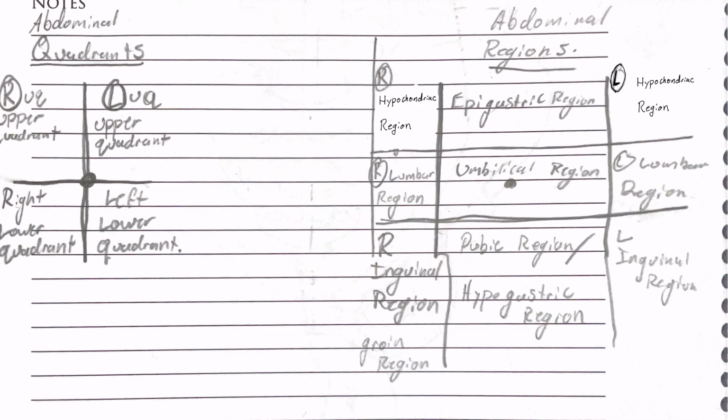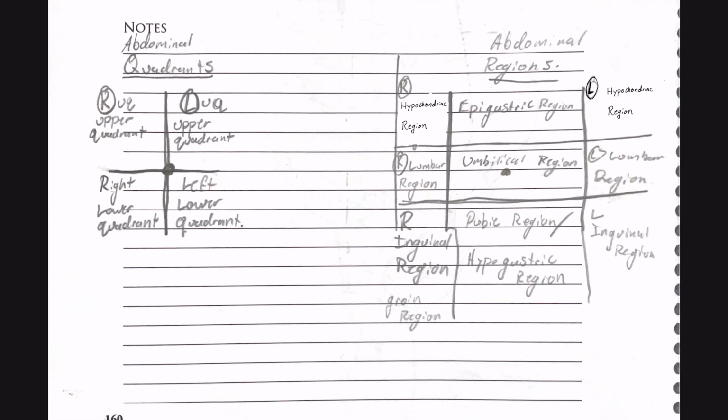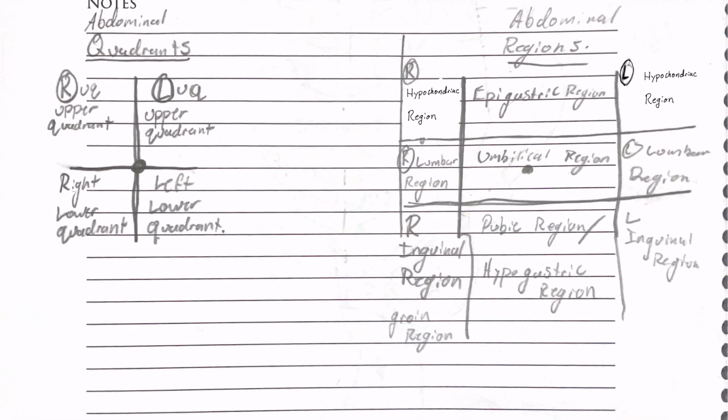In the bottom right region, you have the right inguinal region or groin region. In the middle, it's either your pubic region or your hypogastric region. Hypo meaning low, gastric meaning stomach. So below your stomach region. Left is inguinal region. Left inguinal region.